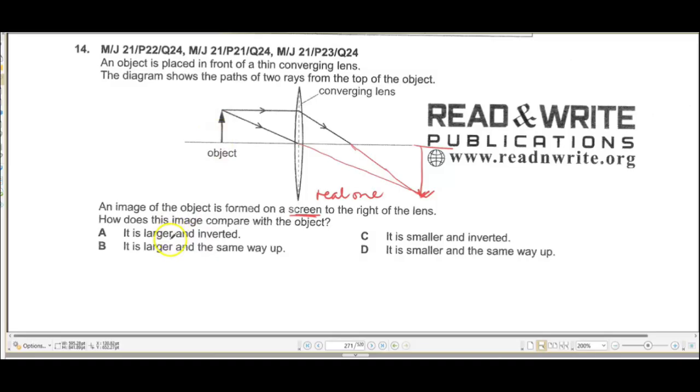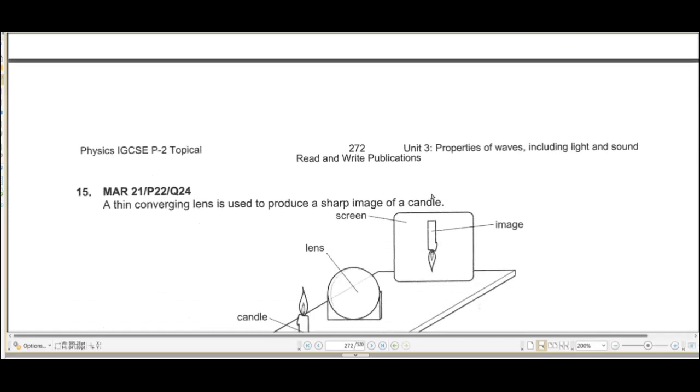I think A is the correct option. Yes. Because we've enlarged these and we have seen that this is the object and this is the image and it is inverted and it is enlarged. So obviously A is the correct answer.